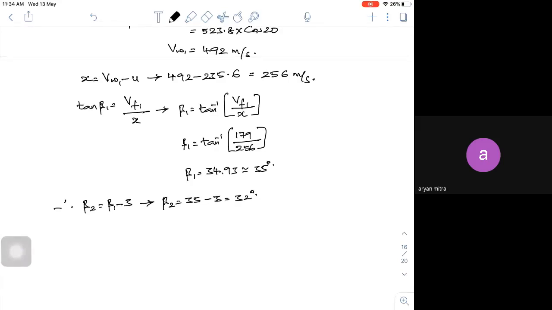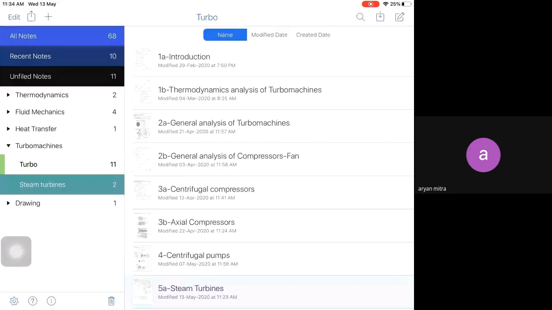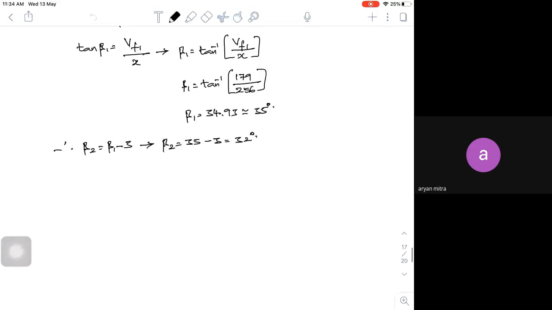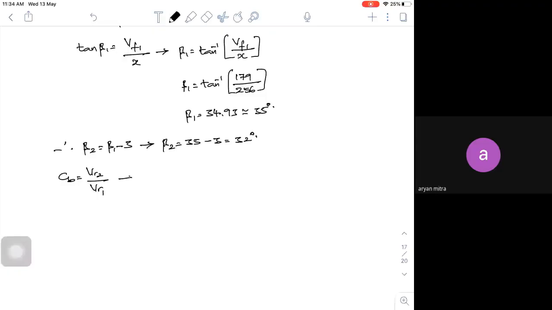And they have given the friction coefficient, that is Cb or Kb, whatever it is, which is 0.9. So what is the Cb? Your Cb is equal to Vr2 by Vr1. Or I can write Vr2 is equal to 0.9 times Vr1. This is what they have given.